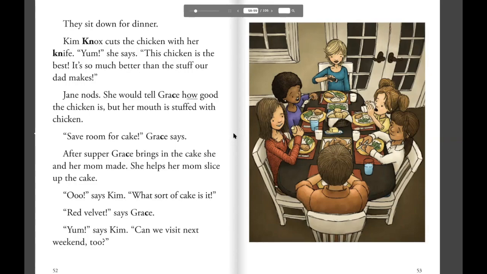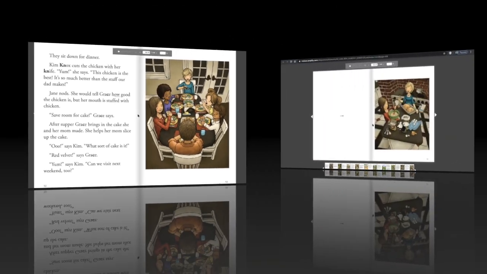After supper, Grace brings in the cake she and her mom made. She helps her mom slice up the cake. Ooh, says Kim. What sort of cake is it? Red velvet, says Grace. Yum, says Kim. Can we visit next weekend too?